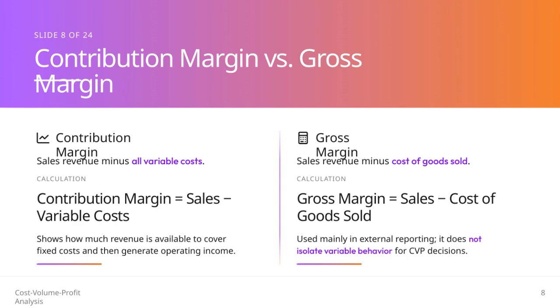On the other hand, gross margin is sales revenue minus the cost of goods sold. This is a key metric mainly used for external financial reporting. However, unlike contribution margin, gross margin does not separate variable costs from fixed costs, so it's less helpful for making internal decisions about cost behavior or profitability based on sales volume changes. Understanding the distinction between these two margins helps us analyze different aspects of a company's financial health and make better management decisions.